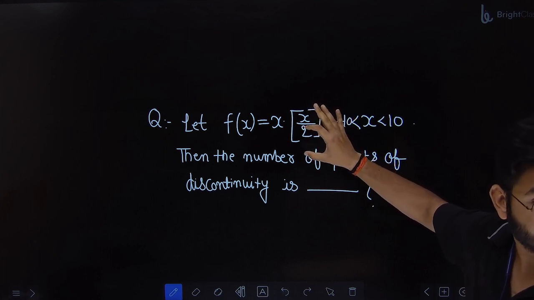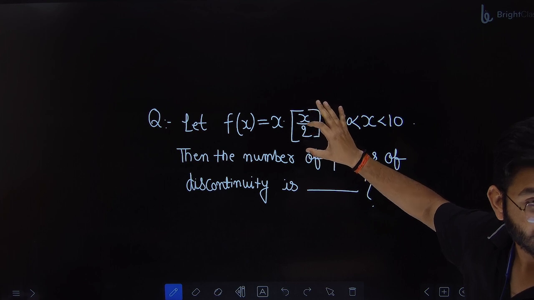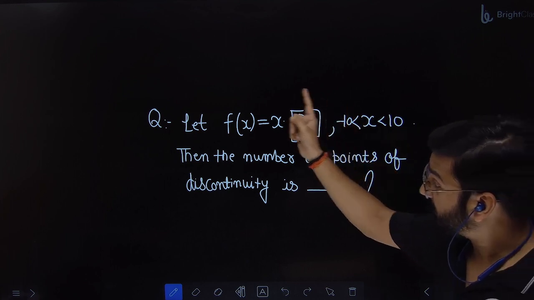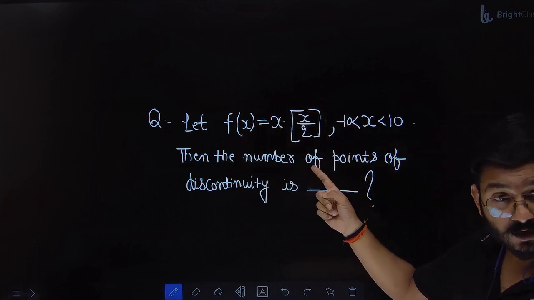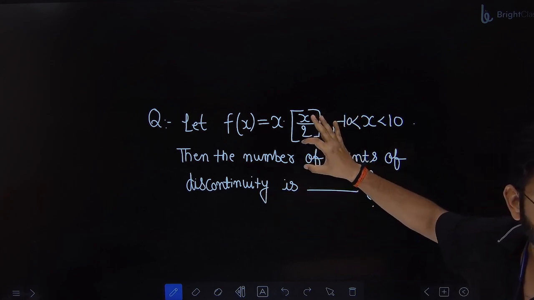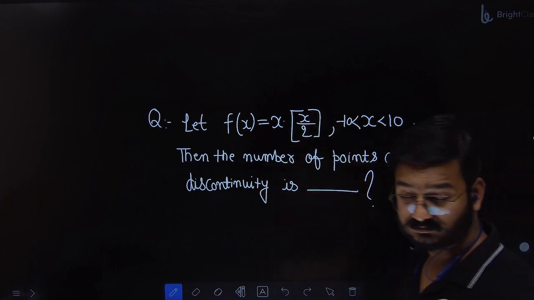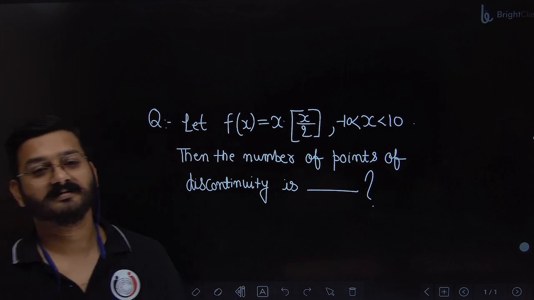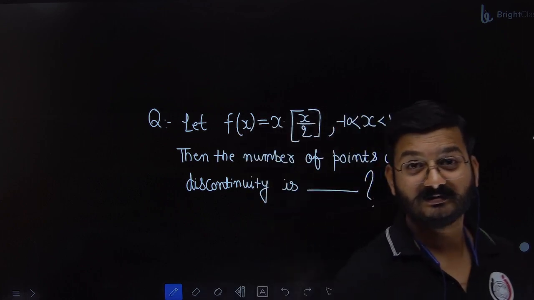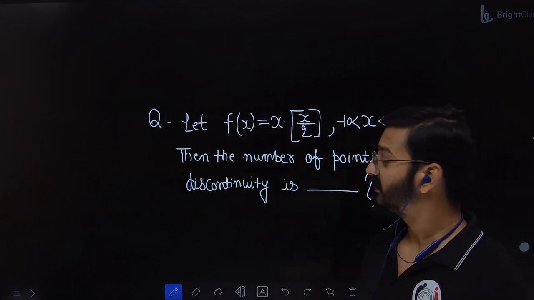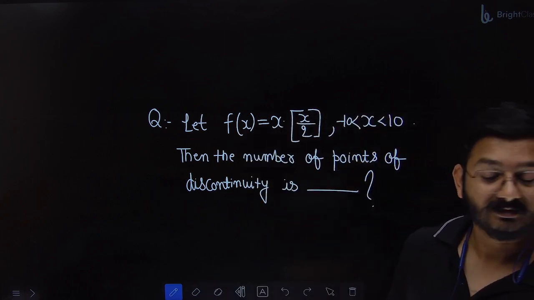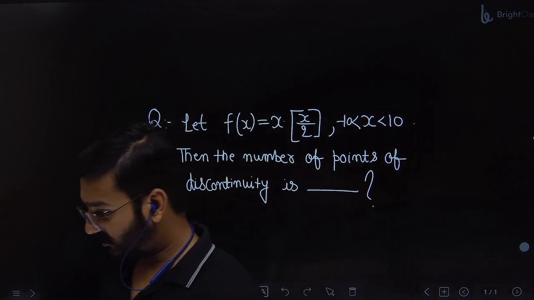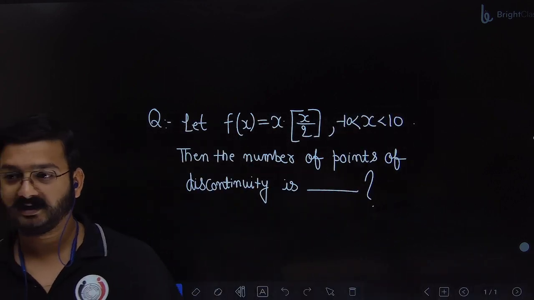Because what is the input of this greatest integer? X or x by 2? X by 2. So this whole function will be discontinuous at all the points where x by 2 will be an integer. Hmm, 10 points. Okay, 17. Okay. I got one answer as 10, 17. Any other point?